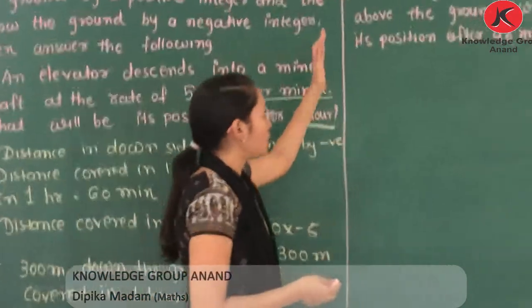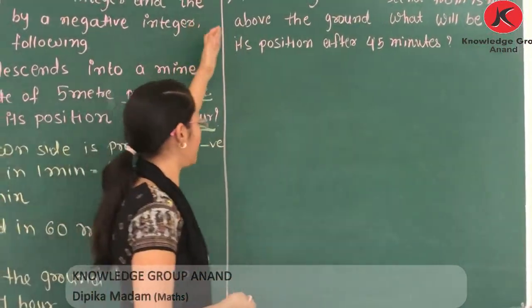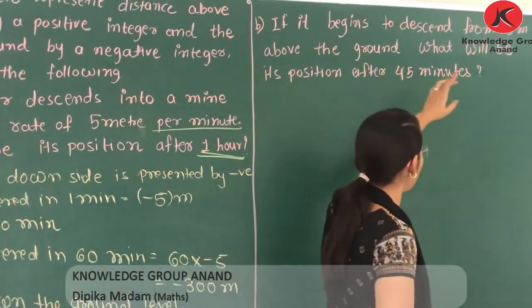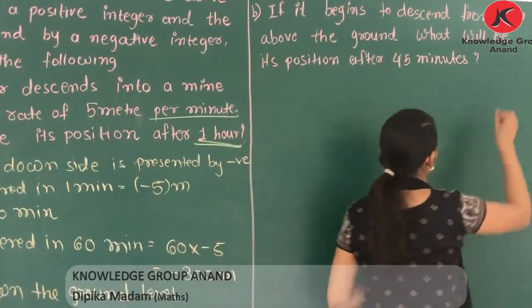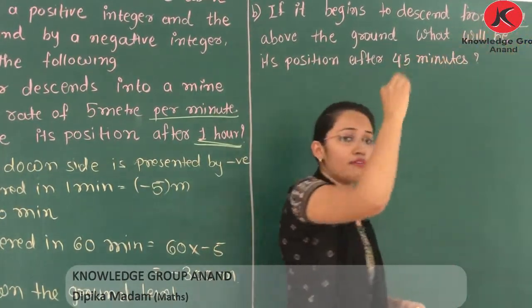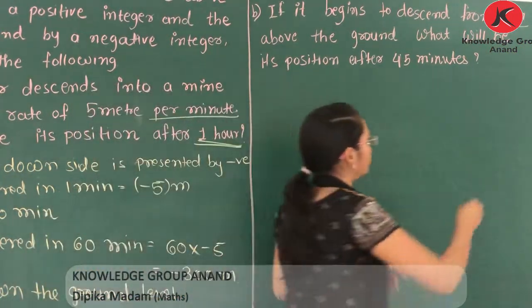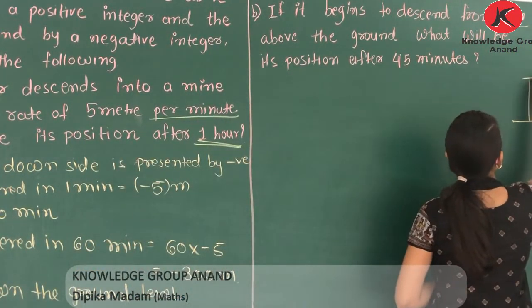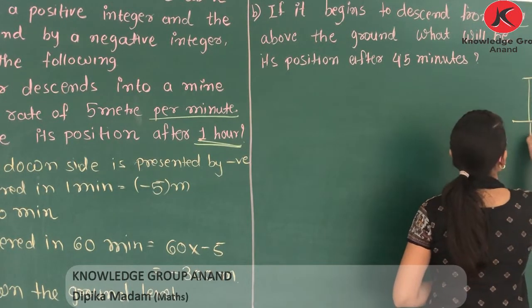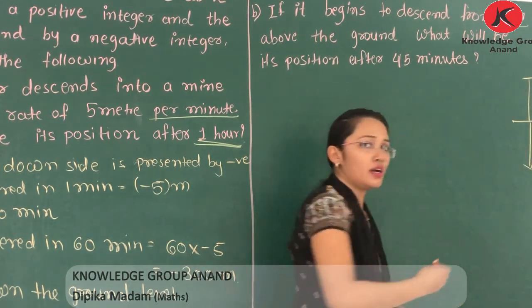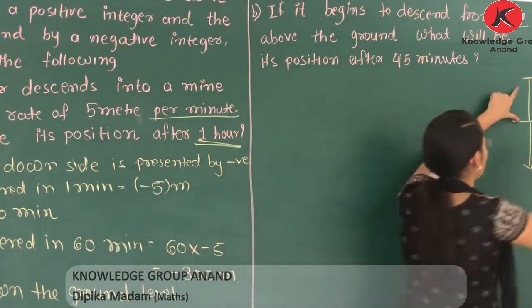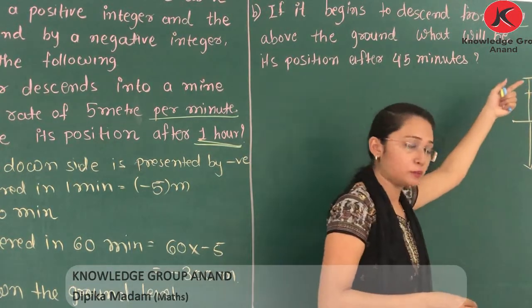Same for part B, in that, if it begins the descent from 15 meter above the ground. Now it says, where does it start from? 15 meter above the ground. If this is the ground, then 15 meter above the ground and you have to move to the downside. So this will be plus 15, because it is above the ground.